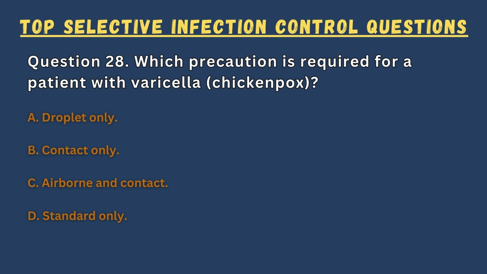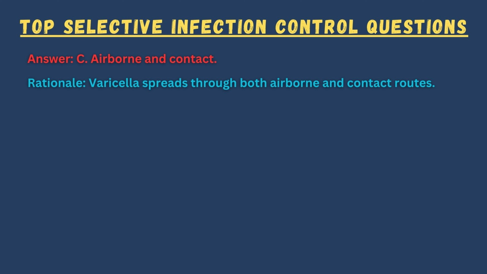Question 28. Which precaution is required for a patient with varicella, chickenpox? A. Droplet only. B. Contact only. C. Airborne and contact. D. Standard only. Answer. C. Airborne and contact. Rationale. Varicella spreads through both airborne and contact routes.